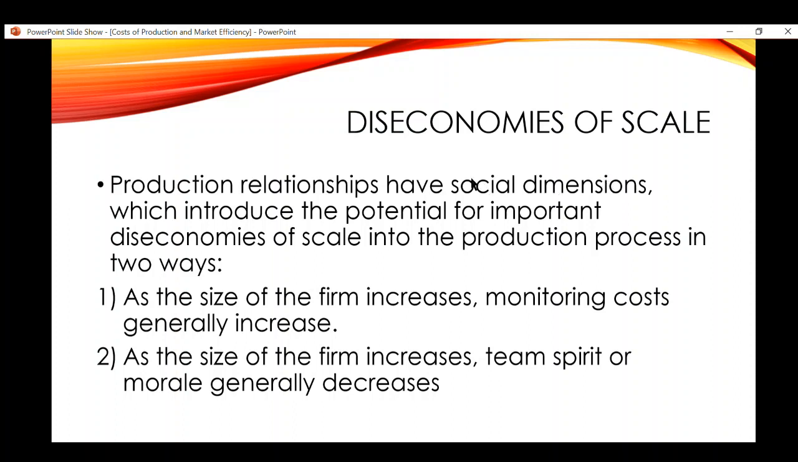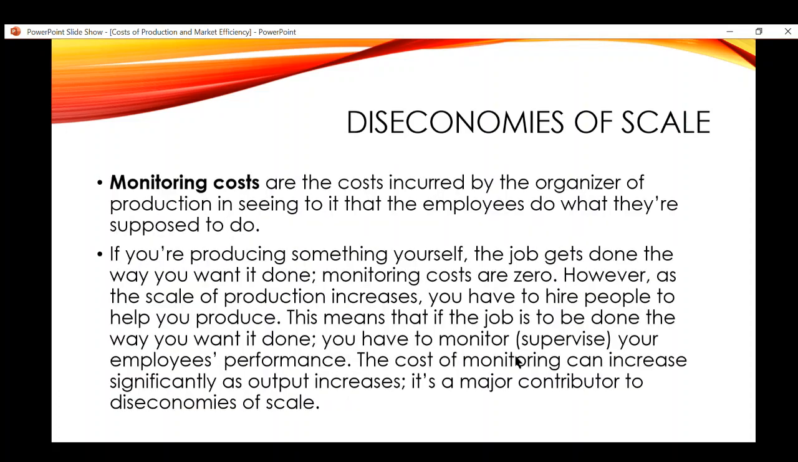So we have here the social dimensions. This involves how we relate to our other workers or how the firm is able to interact with its workers. So we have here first, as the size of the firm increases, monitoring costs generally increase. And the second one, as the size of the firm increases, team spirit or morale generally decreases. So what are these monitoring costs? These are incurred by the organizer of production in seeing to it that the employees do what they're supposed to do.